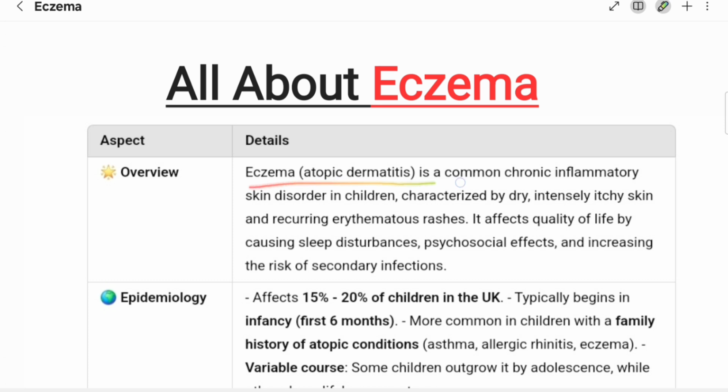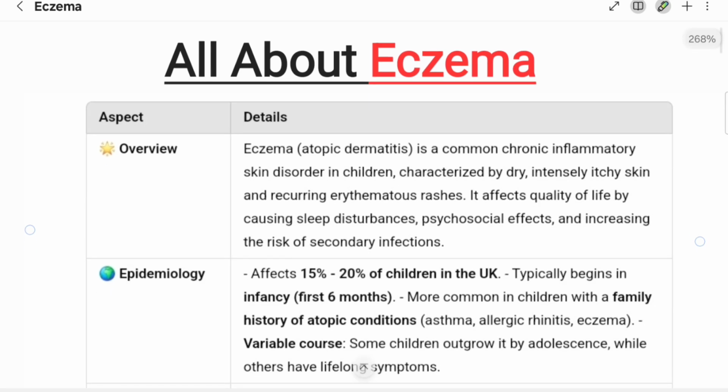Eczema is a common chronic inflammatory skin disorder in children that is characterized by dry, intensely itchy skin and recurring erythematous rashes. It affects quality of life by causing sleep disturbances, psychological effects and increasing the risk of secondary infections because the barrier function of the skin is lost.